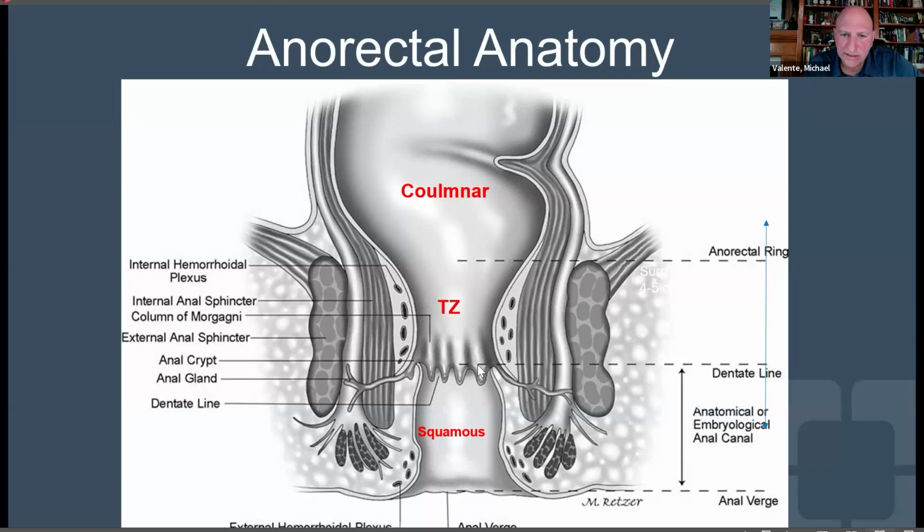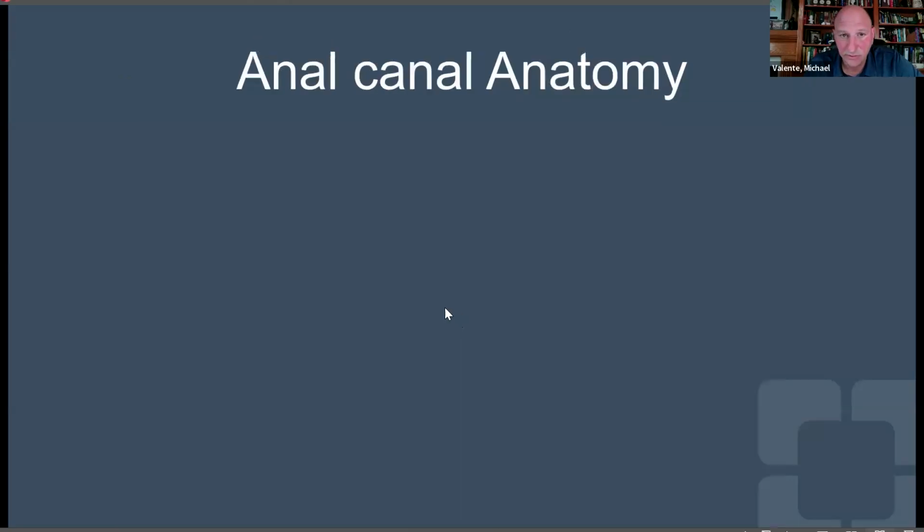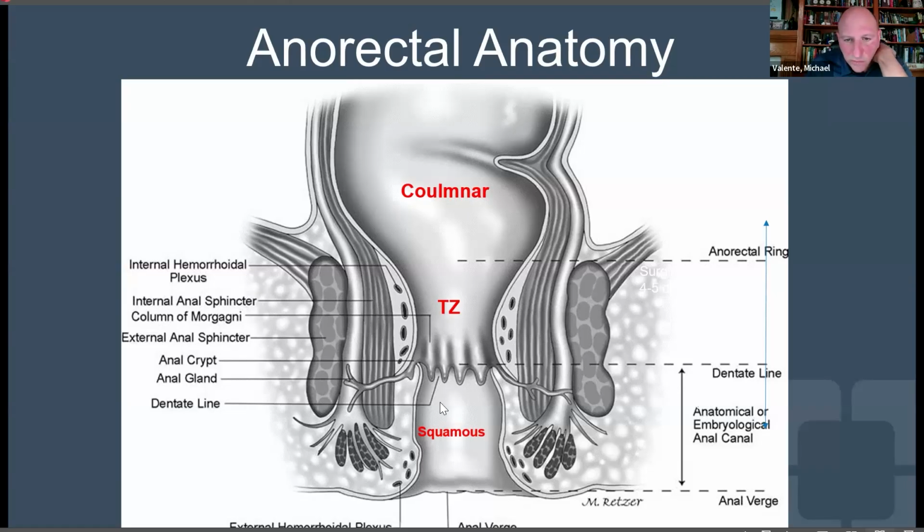So from the anorectal ring to the dentate line is that transitional zone. This is that area right here we just discussed. This is where a lot of that cell turnover takes place. Oops, excuse me. I'll go backwards one. And then I didn't go over it yet, but from this dentate line to the anal verge will be this stratified squamous non-keratinized epithelium. This is what we're going to call anoderm.